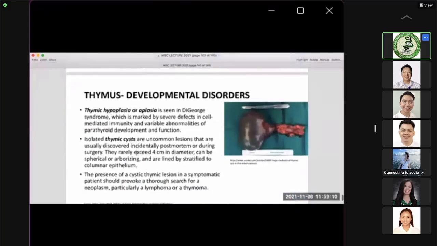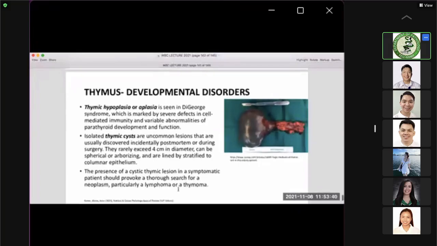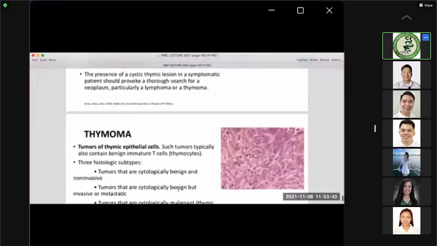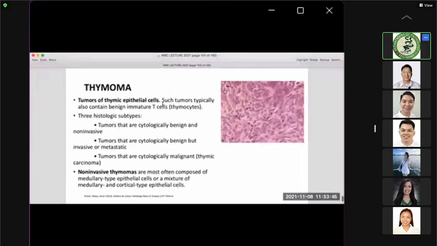Okay, then we go to the thymus disorders. Thymic hypoplasia or aplasia, seen in Bjorn syndrome. Okay, we also have thymic cyst. These are uncommon lesions, usually discovered incidentally post-mortem during autopsy or surgery. The presence of a cystic thymic lesion in a symptomatic patient should lead to a thorough search for neoplasm, whether lymphoma or thymoma. Thymoma, tumors of thymic epithelial cells, containing benign immature T cells or thymocytes.